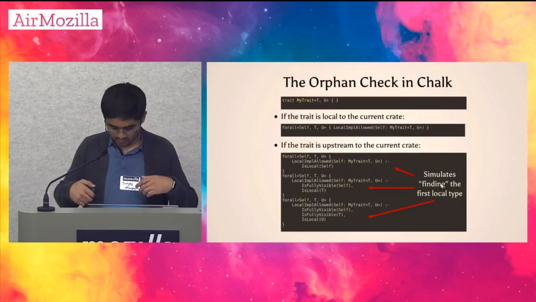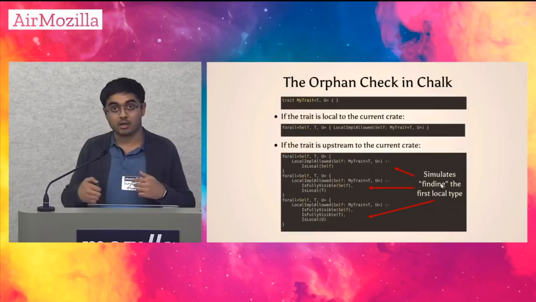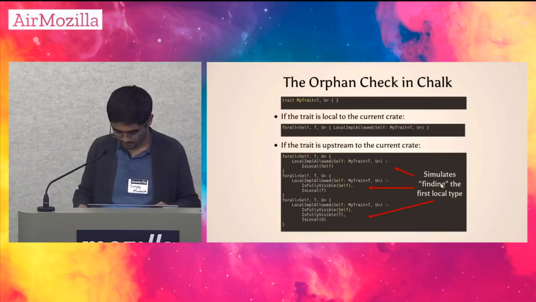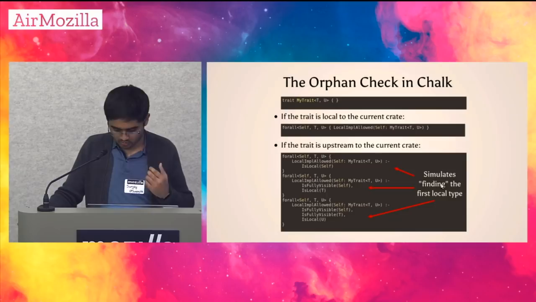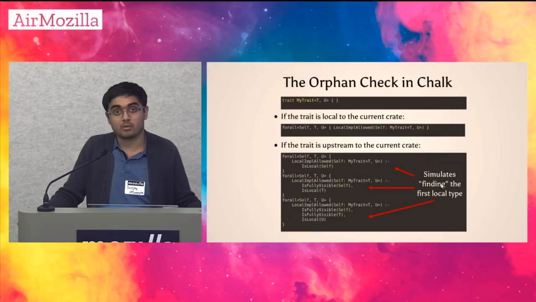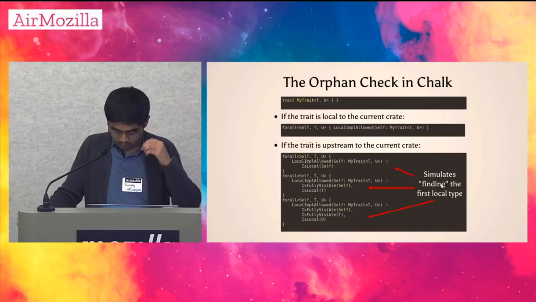If the trait is upstream, we need to check those other conditions that we went over earlier. We need at least one local type, and for every type before it to be fully visible. The tricky thing here is that we need to somehow find the first local type. We can do that by taking advantage of the fact that during lowering, we know exactly how many type parameters there are in the trait. We can add one rule for every case of where the local type might end up. If any of these rules are satisfied, the impl is considered valid under the orphan rules.